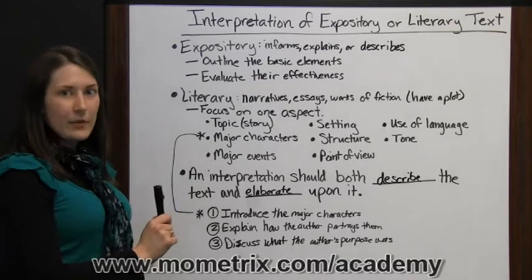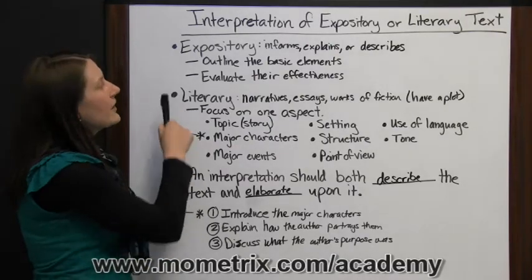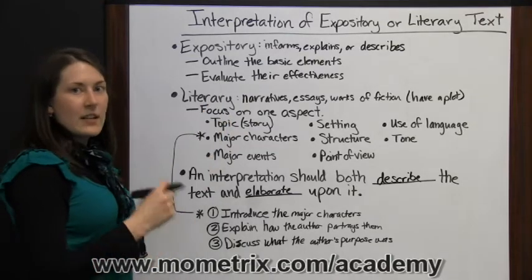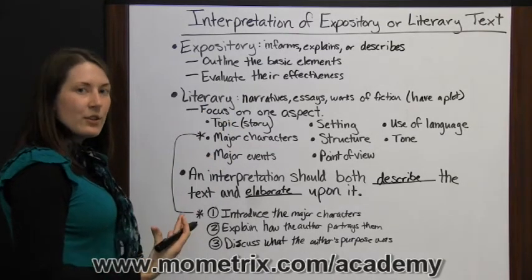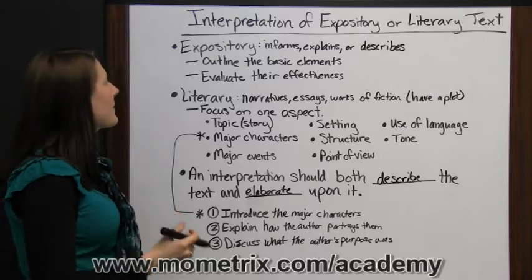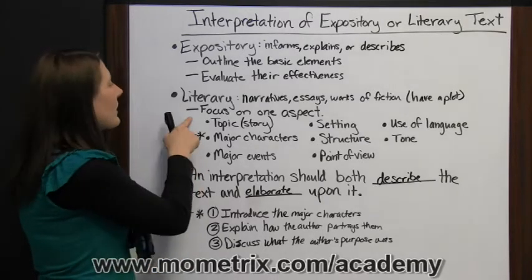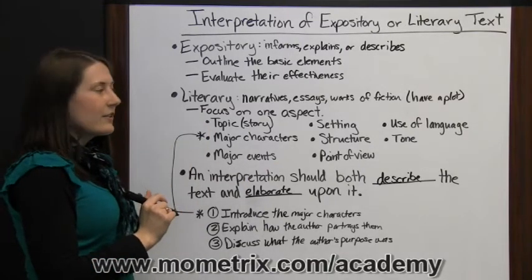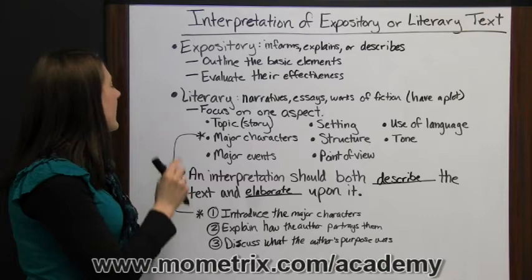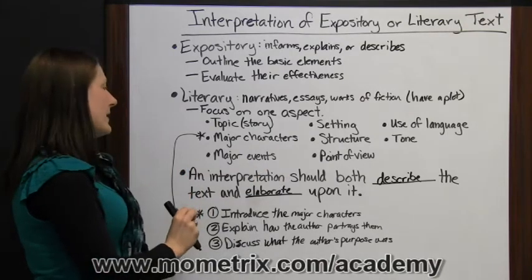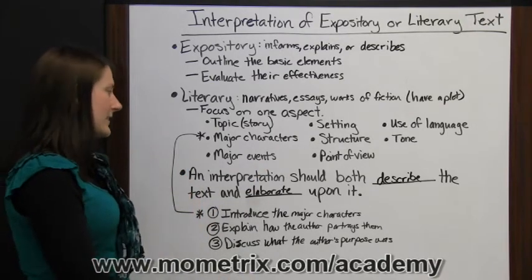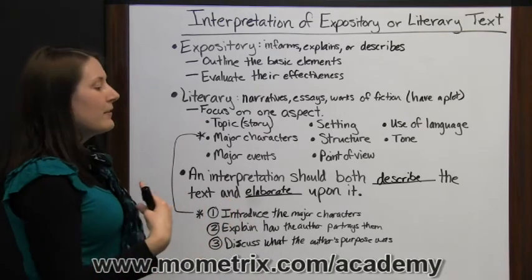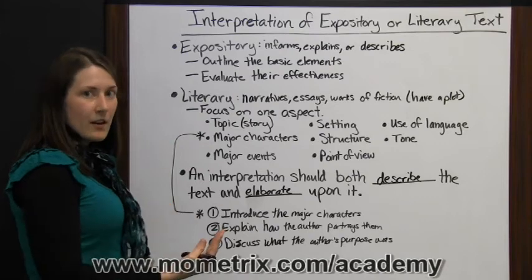So when you are interpreting a text with expository, you want to remember to just outline the basic elements and evaluate their effectiveness. Were you able to bake that cake? Did you learn what you were supposed to from the research paper? With literary works, you want to focus on one aspect. Out of all the different things you could focus on in a literary text, pick one, just one, and then describe that one from the text, what the author actually said, and elaborate upon it. Go through and give your opinion on it, what you think the author meant.